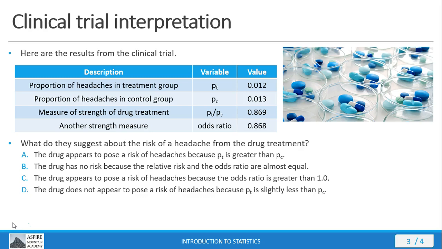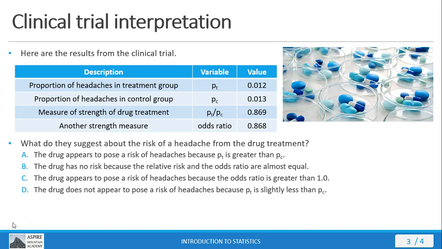Answer option B, the drug has no risk because the relative risk and odds ratios are almost equal. Well, yeah, they are almost equal, but that doesn't mean there's any risk. The risk level is determined by the proportionality. To use the relative risk or the odds ratio to let you know if you have risk, you're looking for something that's essentially over 1. And since the numbers that we have here are less than 1, that's saying that we don't have any risk of increasing that condition, which in this case is the headaches. So B's not going to work.